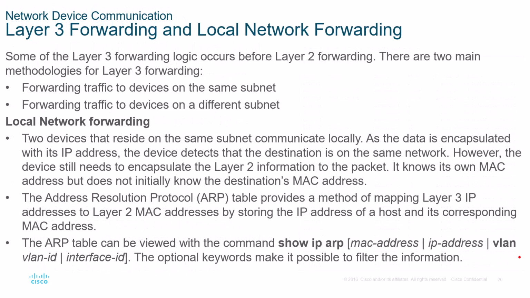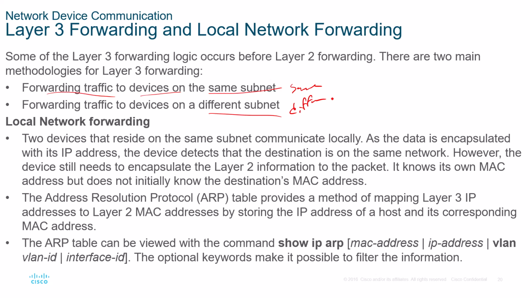So moving forward, we can start looking at the layer 3 forwards and local network forwards. Again, some of the layer 3 forwarding logic occurs before layer 2 forwarding. So this gets really interesting. The two main methodologies for layer 3 forwarding are forwarding traffic to devices on the same subnet and on a different subnet. Yeah, that wasn't a complex thing. We know that when we're dealing with layer 3 data, it will either be the same network or a different network. So same, different.